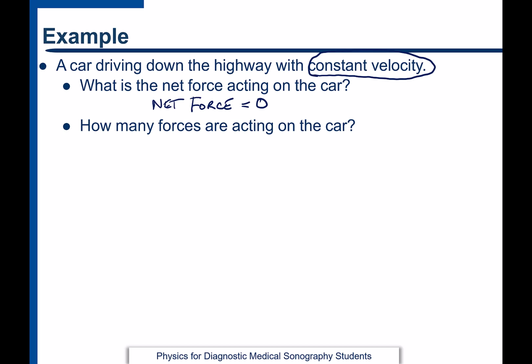Because an object will move in a straight line with a constant speed, in other words, constant velocity, or stay at rest unless there's a net force acting on the object. So if the object is moving with a constant velocity, the net force acting on the car is 0. Now, again, that doesn't mean that there are no forces acting on the car. It just means that they all perfectly cancel out to 0.